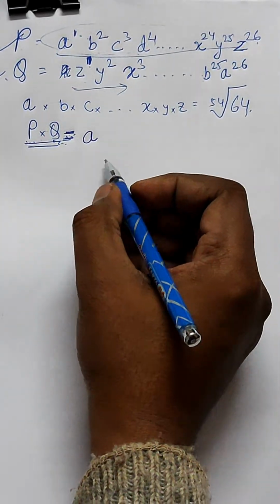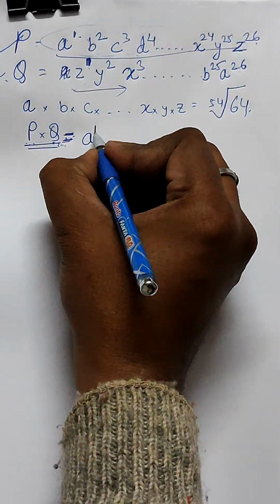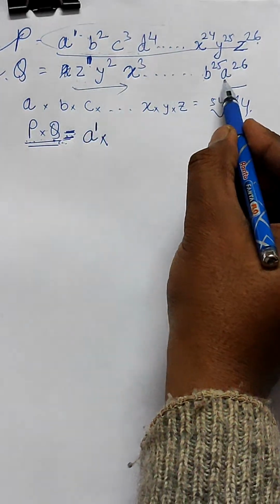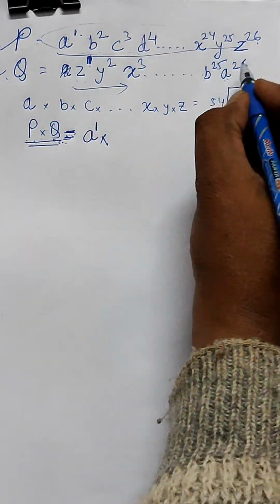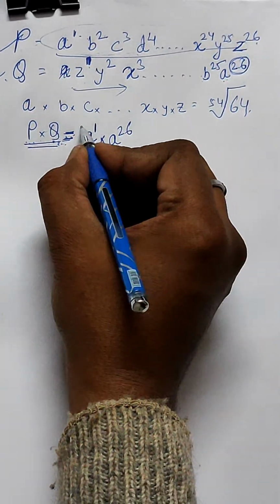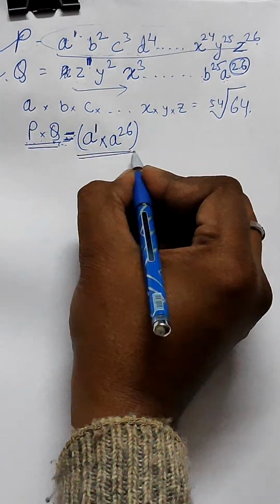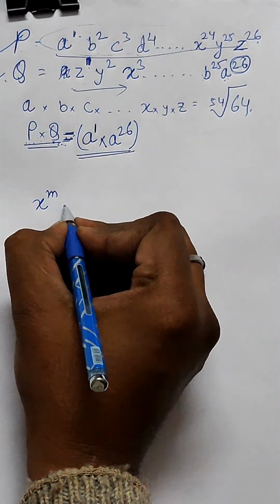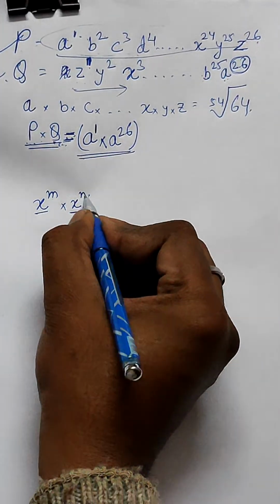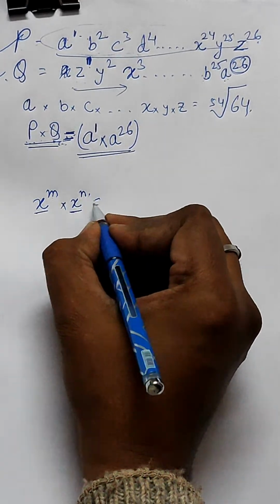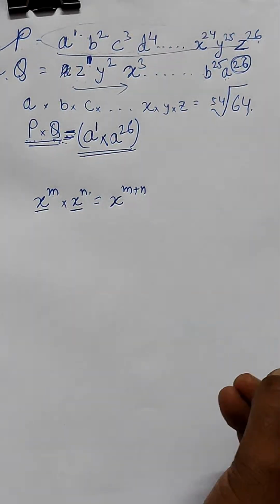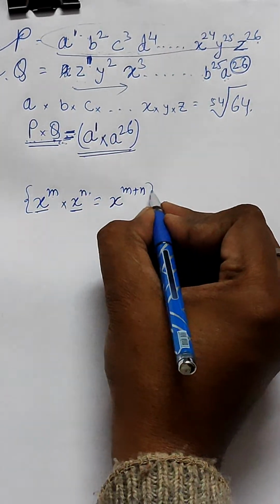I am just selecting a first: a1 into, and from q take the value of a. Here you can see the power of a is 26. So a into 26. Why am I arranging them in a single place? Because you know that if x to the power m is multiplied by x to the power n, where x is the base and m and n are the exponents, then on multiplying, when the bases are the same, the exponents will be added together, right? We will be using this formula over here.